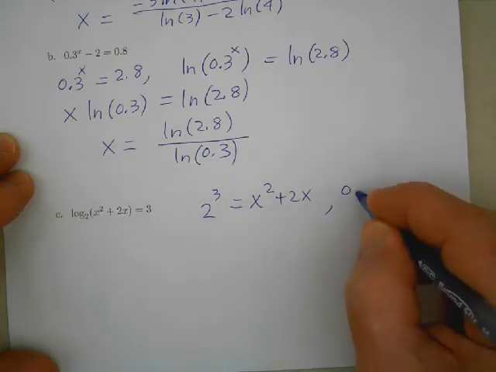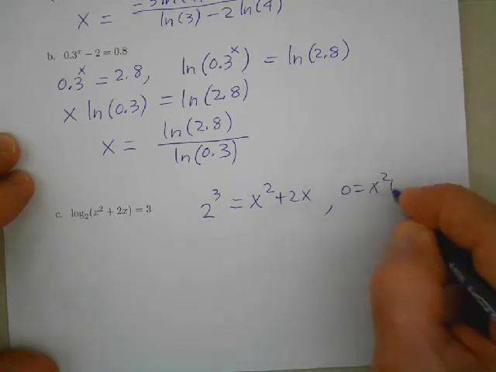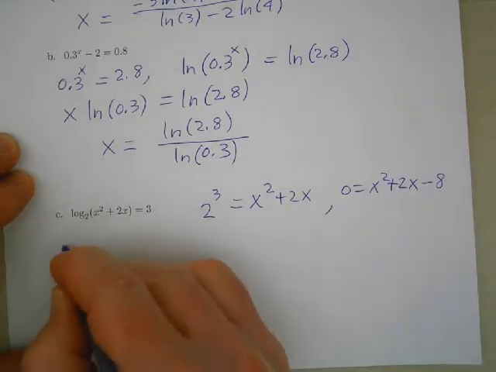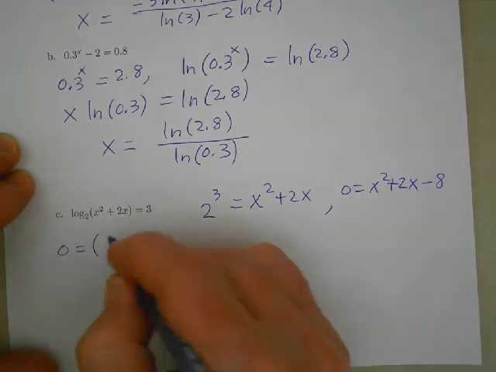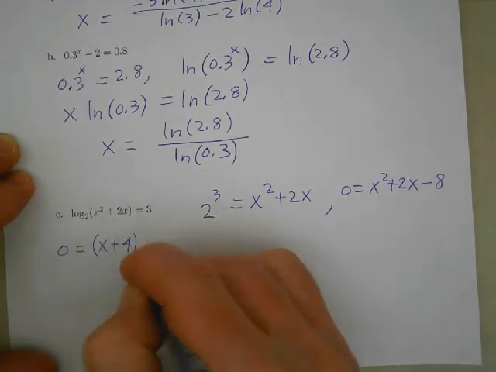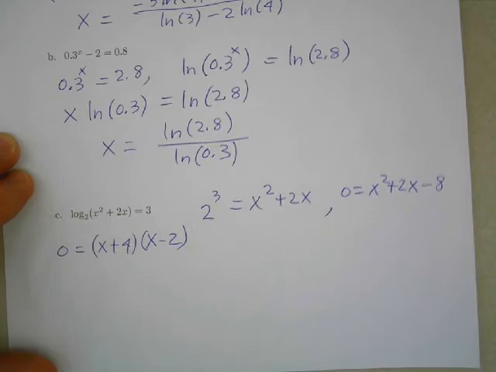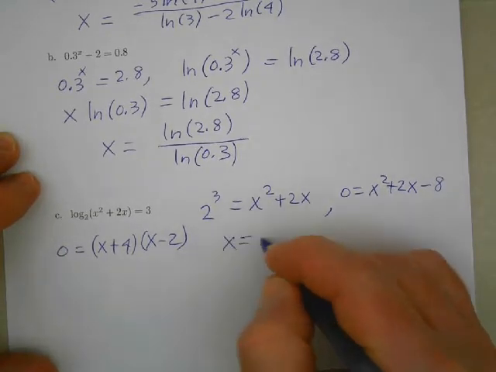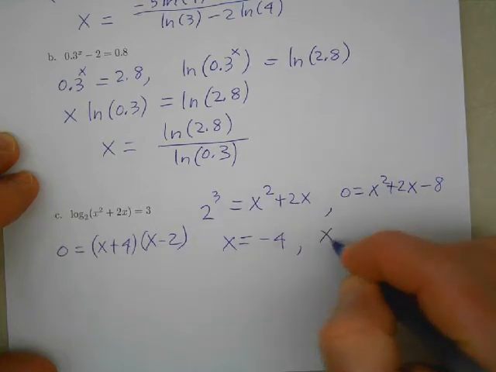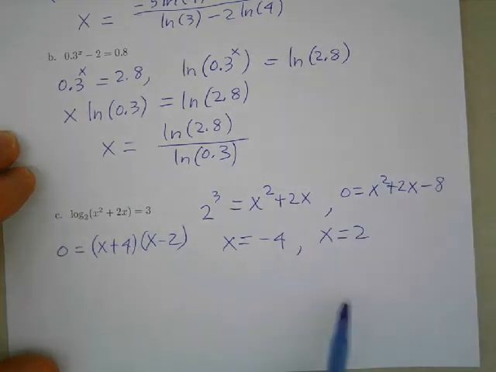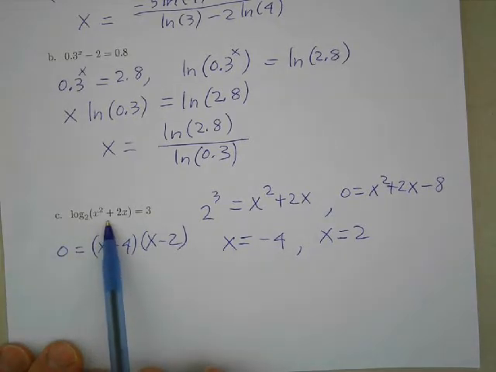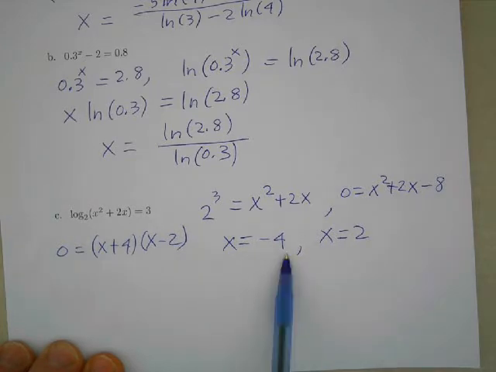So we get 0 equals x squared plus 2x minus 8. And we can easily factor that. 0 equals x plus 4 times x minus 2. And the two solutions to the quadratic equation are x equals negative 4 and x equals positive 2. Okay, but the goal is to solve this logarithmic equation. So we should test to see if those numbers actually work.